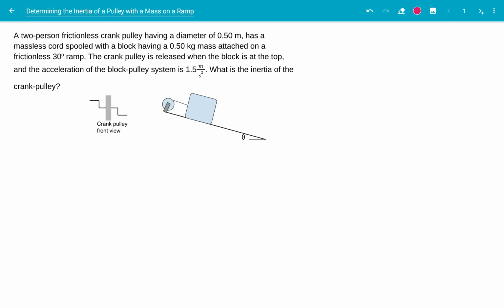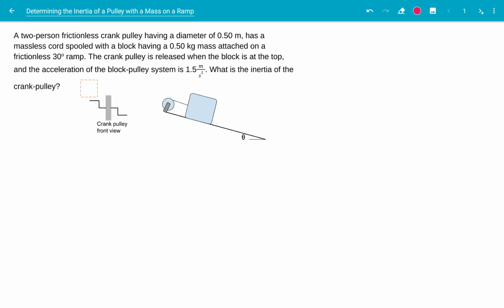We're going to determine the inertia of a pulley. A two-person frictionless crank pulley having a diameter of 0.5 meters has a massless cord spooled up, with a block having a 0.5 kilogram mass attached on a frictionless 30-degree ramp. The crank pulley is released when the block is at the top. The acceleration of the block pulley system is 1.5 meters per second squared. What is the inertia of the crank pulley?